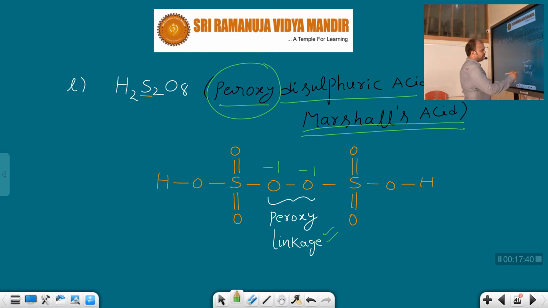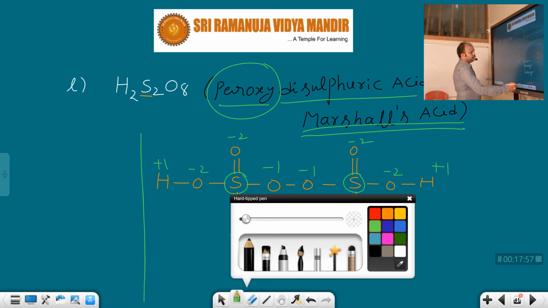The remaining 6 oxygens are exhibiting the general oxidation state of -2. You know very well, hydrogen generally exhibits +1. Now we have to find the oxidation number of sulfur. How much? Take a look here. How to do it?